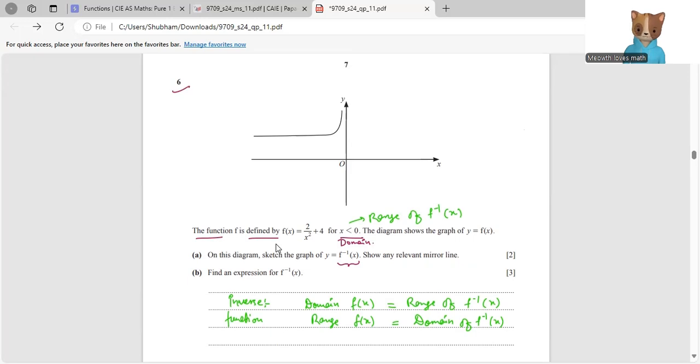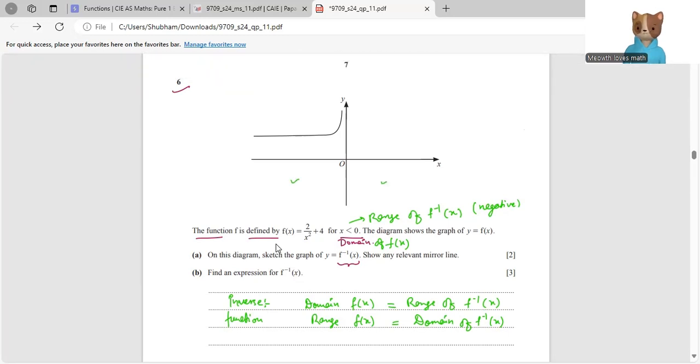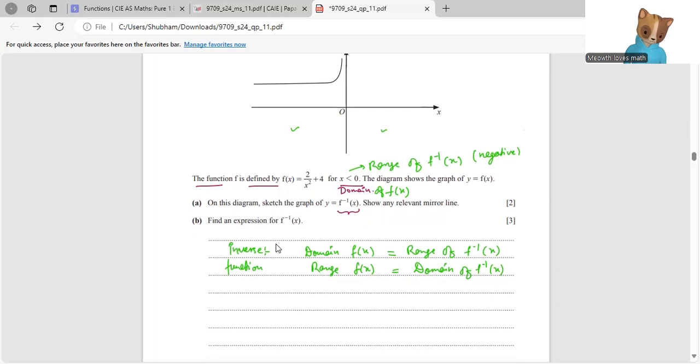Okay, so if x less than 0 is the domain of f of x, which is equal to the range of f inverse of x, so x less than 0, right? Lesser than 0 means negative. Lesser than 0 means what? My range is negative. So where y is negative, either in this quadrant or in this quadrant, isn't it? So we have to find the inverse. So let's quickly check how do we find the inverse of this. Now, one more thing to notice is the range is negative.